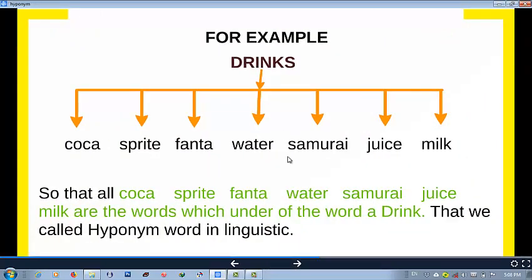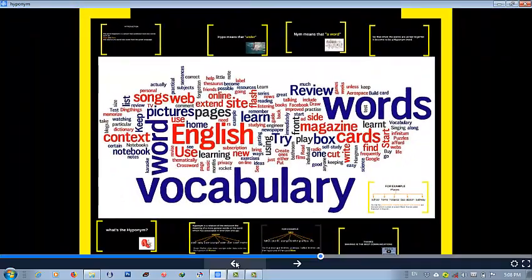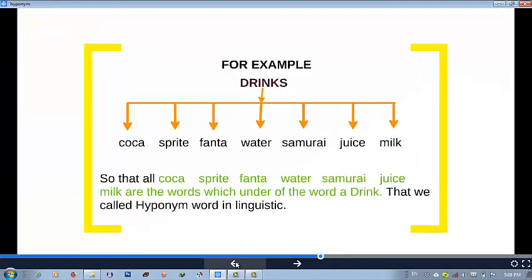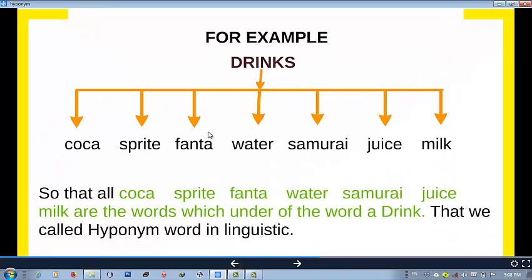So there is a second example. I pick up the word "drink" to talk about. We have many kinds of drinks that we are talking about, such as in the video, I chose Coca-Cola, Sprite, Fanta, water, soda, juice, and milk. So all of these words are hyponyms of the word "drink."